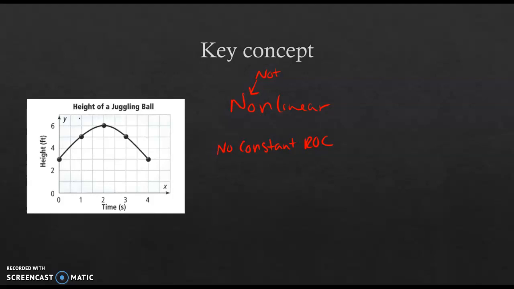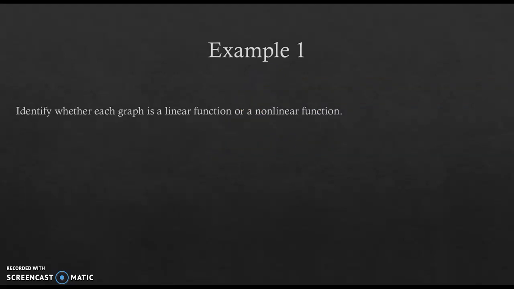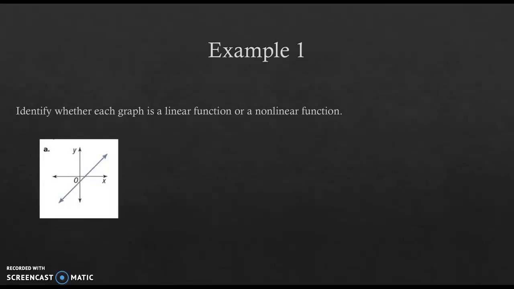And then when we're looking at situations, if we can tell the slope is a constant rate of change. So if we don't have a constant rate of change, then we don't have a linear function. It would be a nonlinear function. So example 1, identify whether each graph is linear or a nonlinear function. So here's our first graph. You're looking at it, it's a line. That is linear.